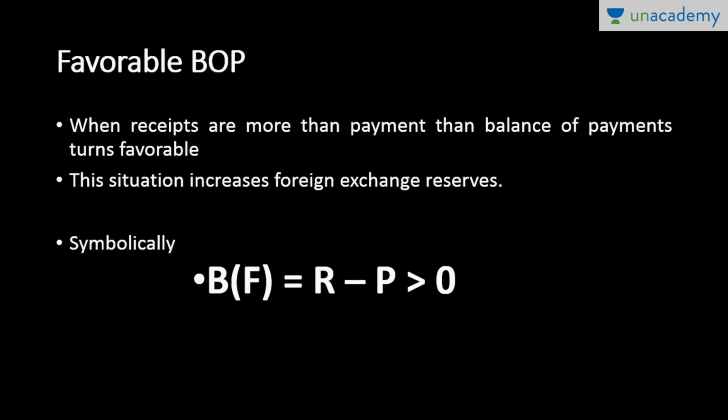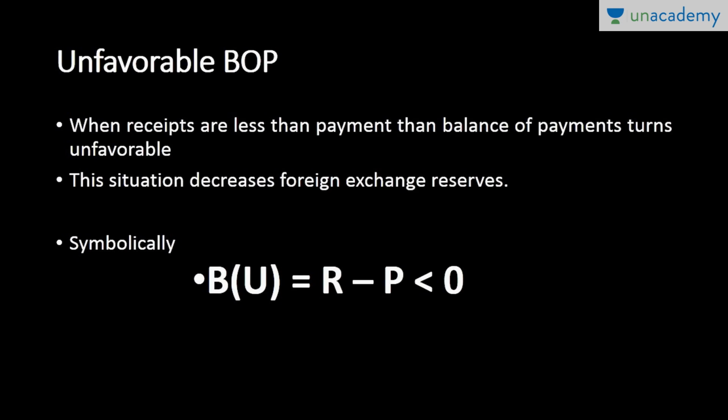It is explained in the following slide. Favorable balance of payment: when receipts are more than payments, the balance of payment turns favorable, and symbolically it is explained with this formula, where BF is balance favorable, R stands for receipts, P stands for payments, and R minus P should be greater than 0. This particular situation, guys, is known as favorable balance of payment. The difference between receipts and payments should be greater than 0.